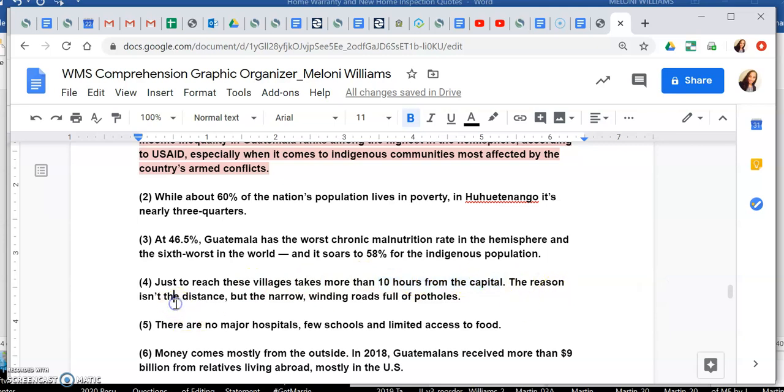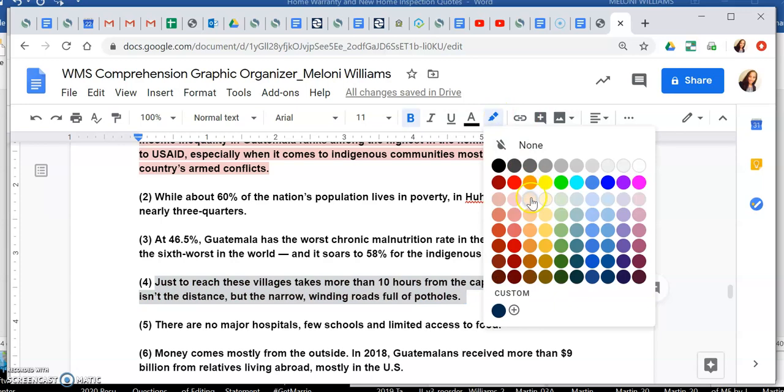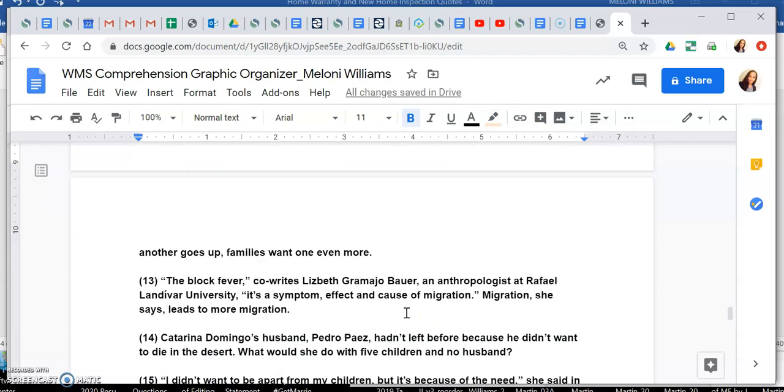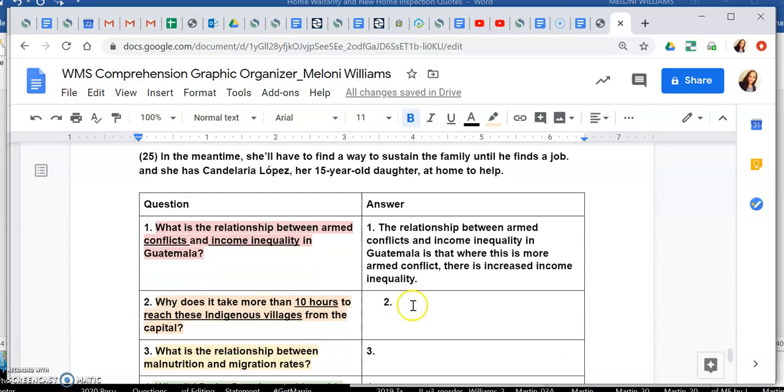The reason isn't the distance, but the narrow, winding roads full of potholes. Okay, so I'm going to highlight this as my evidence for my answer to question number 2, narrow, winding roads full of potholes. And then I'm going to formulate my sentence using proper capitalization and punctuation.